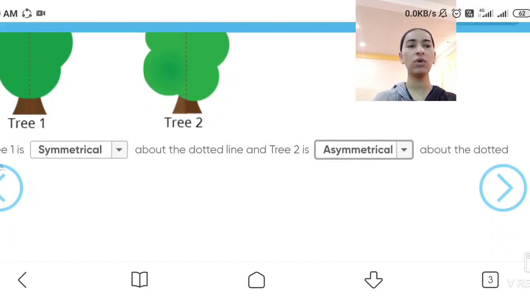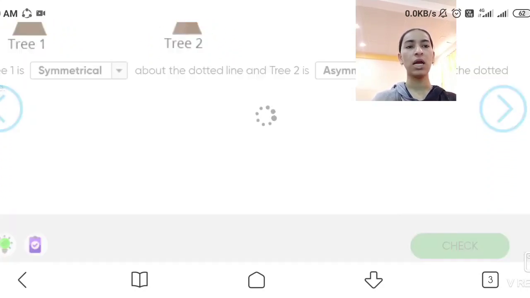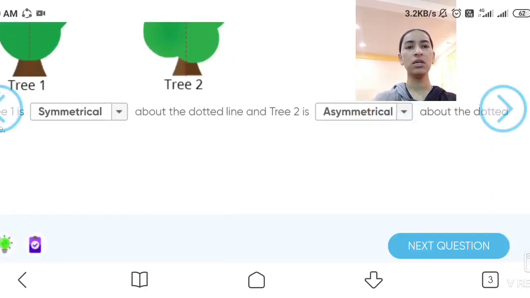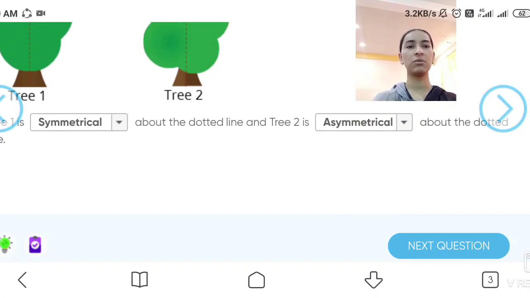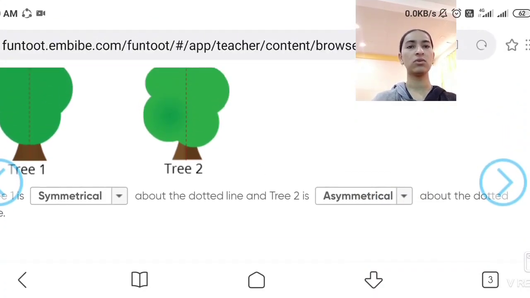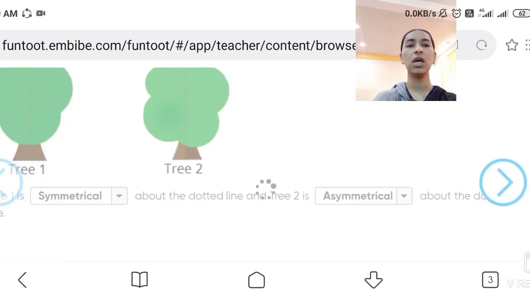Understand? Now I want to verify my answer. So click on the check word. See, the options are correct. That means my answer is correct. Now see the third option. Okay, now see the next question.